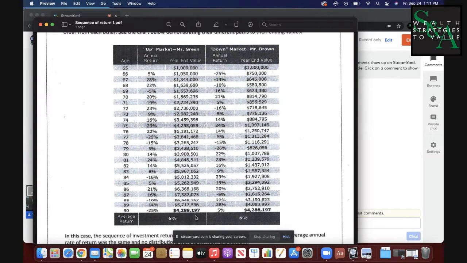All right. So this is math. And math says 6%, $1 million, 25 years, 4,288,197. But what I'm going to share with you is money isn't math and math isn't money. All right. And I'm going to give an example because let's just say Mr. Green and Mr. Brown are in retirement and they need to take, let's say, 5% a year from their $1 million to live on from 65 to 90. How would that change their retirement? All right. So let me show you the next slide.